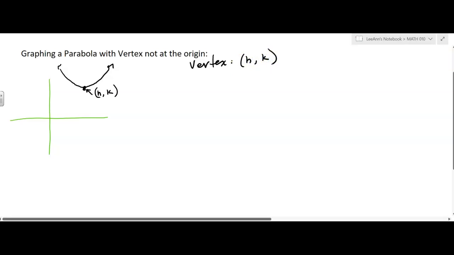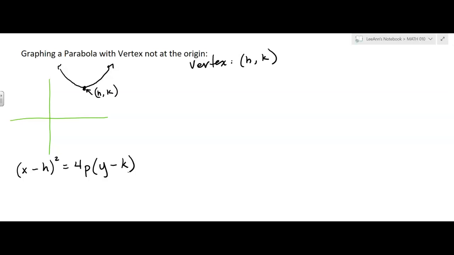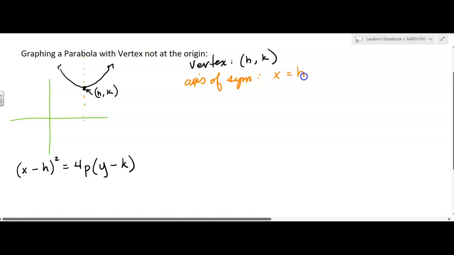Now, I'm going to give you the equation for this. The equation is (x minus h) squared equals 4p (y minus k). Okay, and you have to have the parentheses and everything in that form. Okay, so we've got the vertex. The axis of symmetry. Well, that's going to be coming right through here, right through the vertex. So that's going to be x equals h.